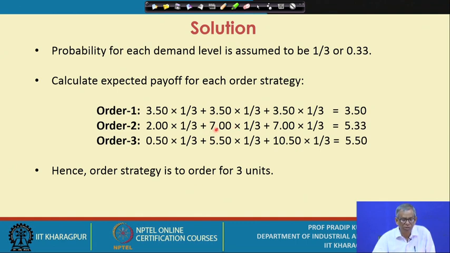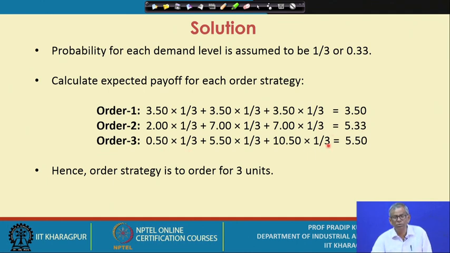This is the return when the order quantity is 2 and demand level is 2, and the corresponding probability is 1/3. And similarly for the third demand level, that means when the demand level is 3 units and order quantity is 2, the corresponding return is 7 with a probability of 1/3. So the total is 5.33.